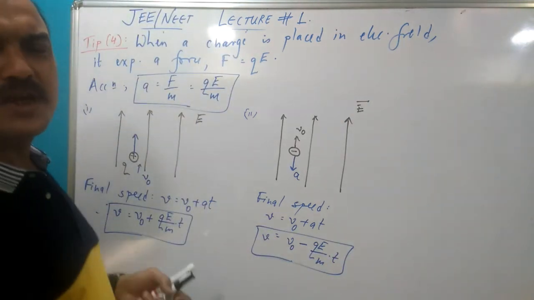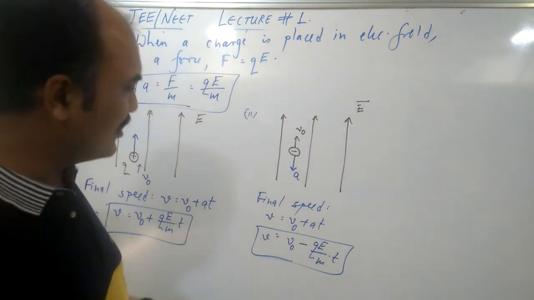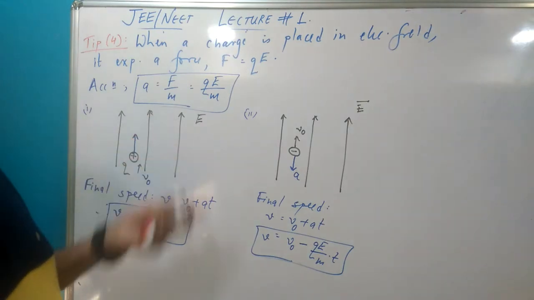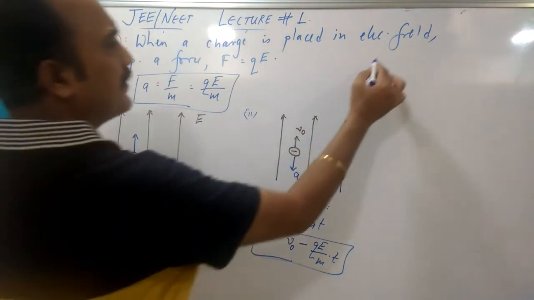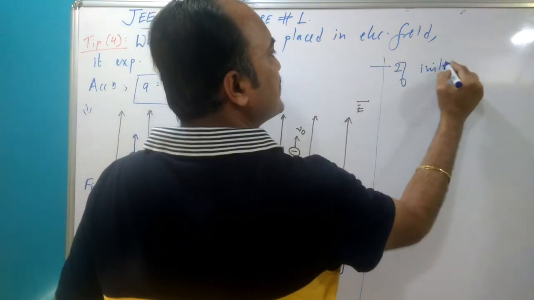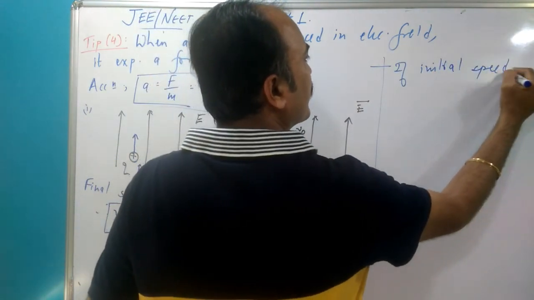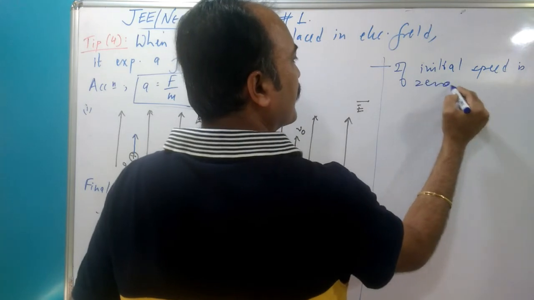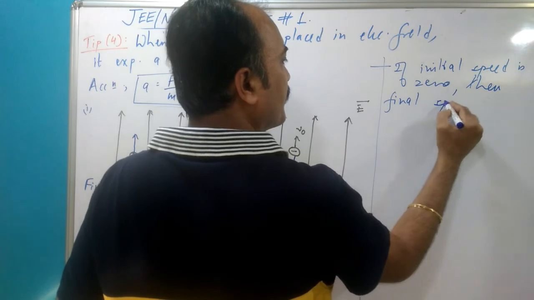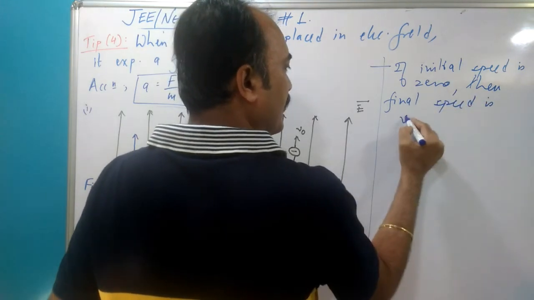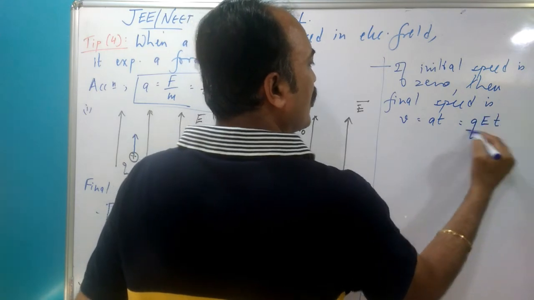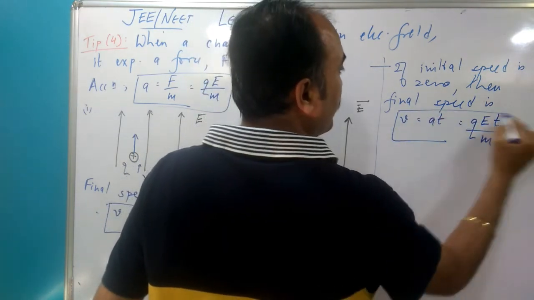So final speed is this. They also sometimes ask you the ratio of the kinetic energies, which can be found by using the simple idea that V is equal to AT. If initial speed is 0, then final speed V is AT, which is, we call it QET by M.